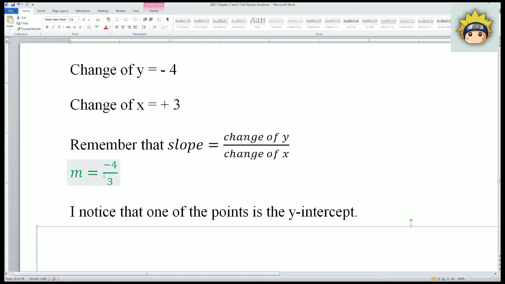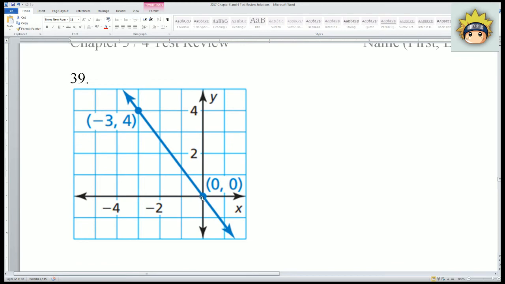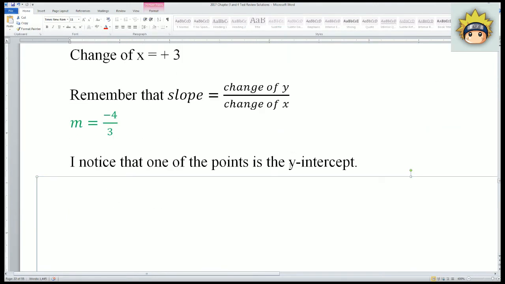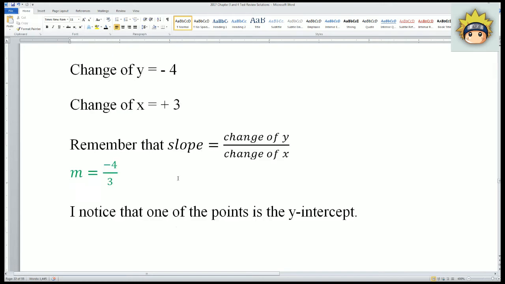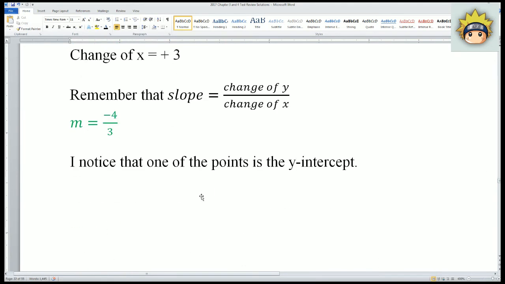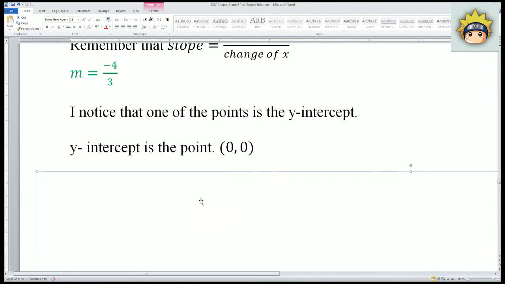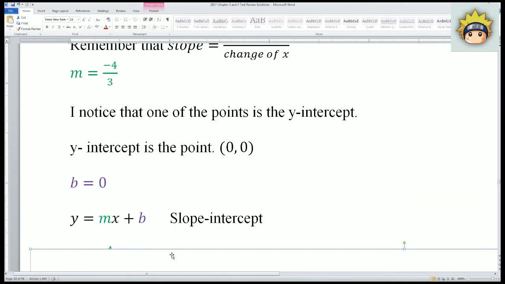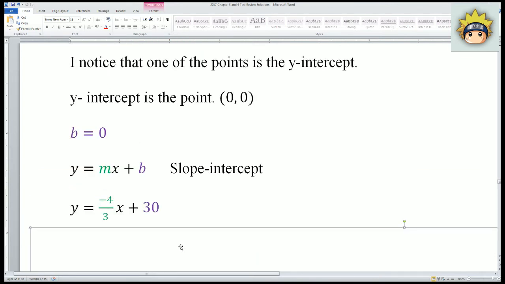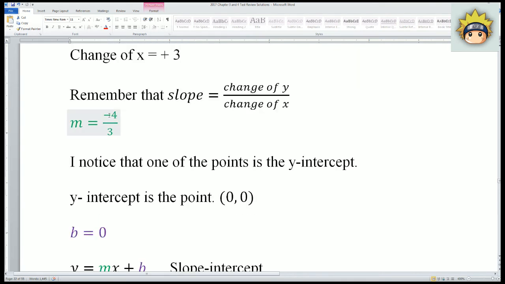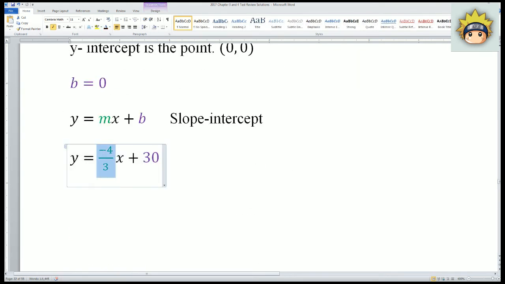Next, I notice that the graph passes through the y-intercept, and it also passes through the x-intercept as well, which is going to be 0, 0 here. So notice that the y-intercept is the point 0, 0. So b equals 0. You can write it now in slope-intercept form, which is y equals mx plus b. Here's the slope, -4/3. That's where I substitute it. And b was 0. Okay, there you go. You could also write it like this if you want. Both ways are correct, okay?